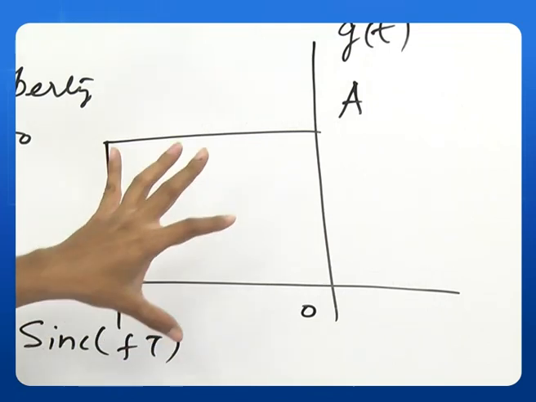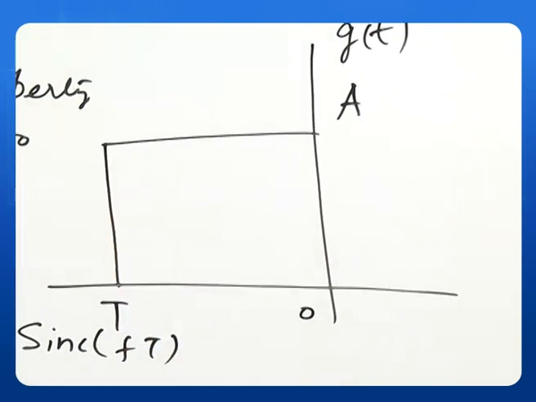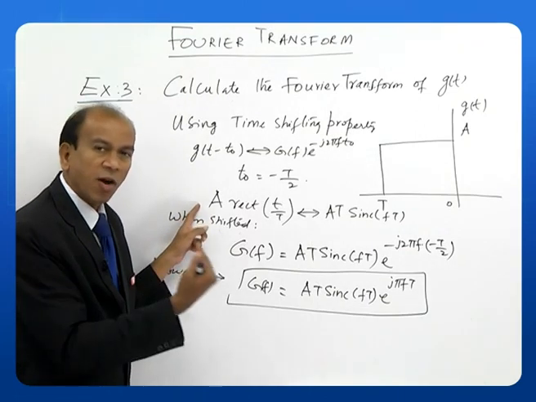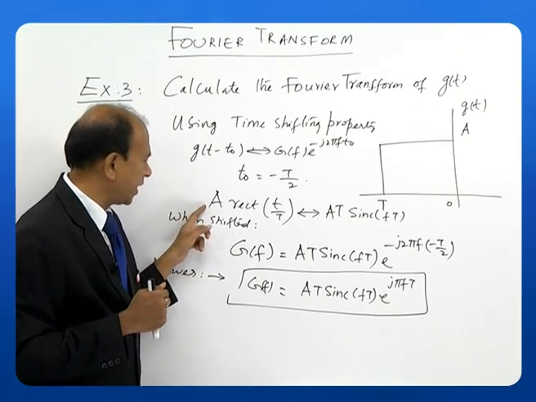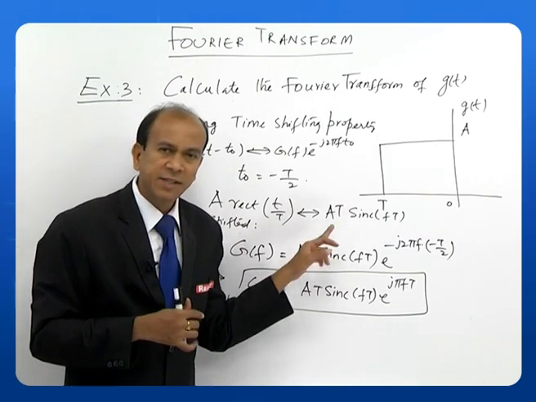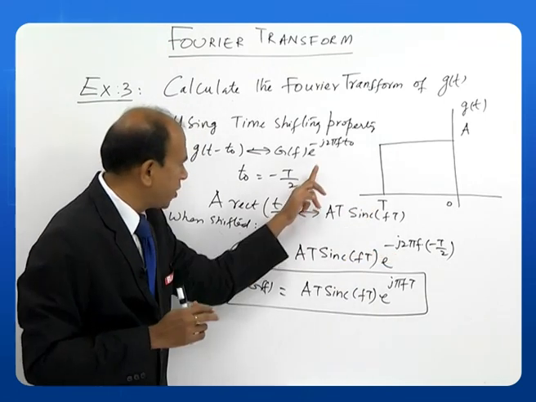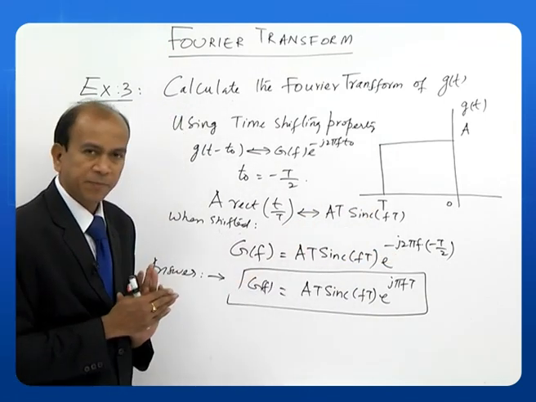Now, recognizing that this is a rectangular function, earlier we have seen the formula for the rectangular function. What does it say? It says this is centered around the origin, isn't it? So, this rectangular function, A rect of t by T, has a Fourier transform A T sinc f T. Now, this is G of f. We know what G of f is, so G of f is understood. So, I have put G of f here.